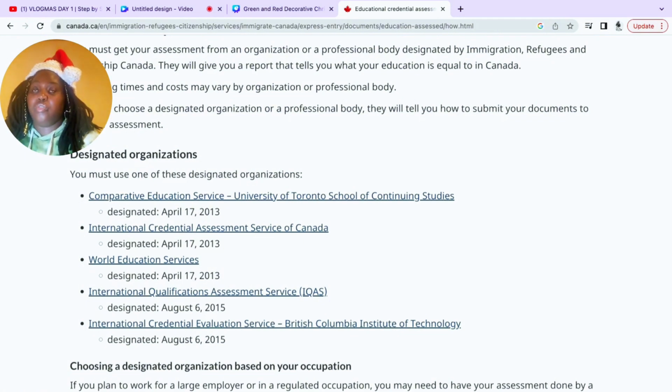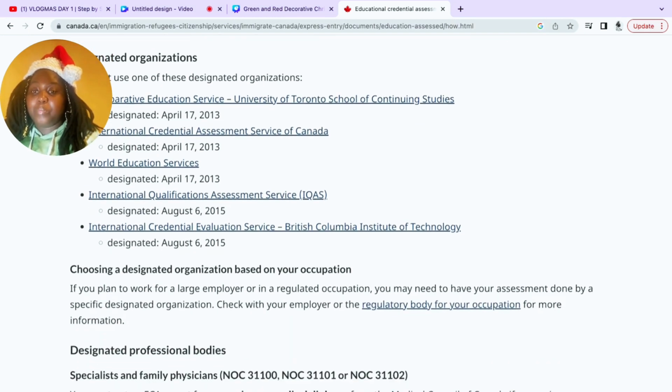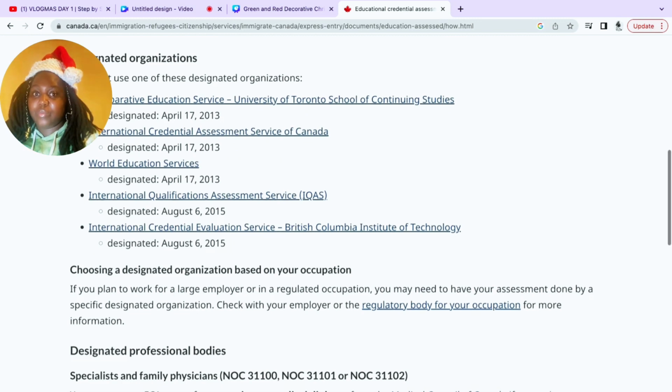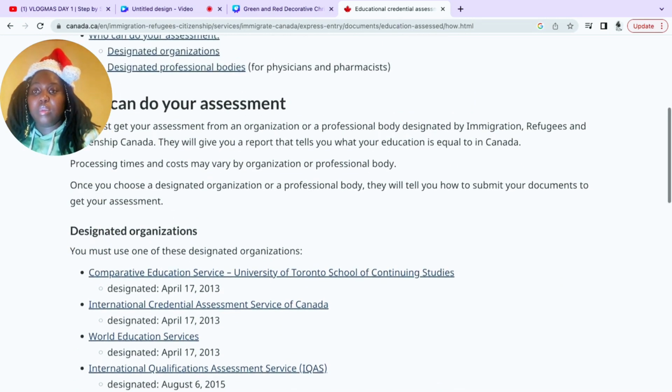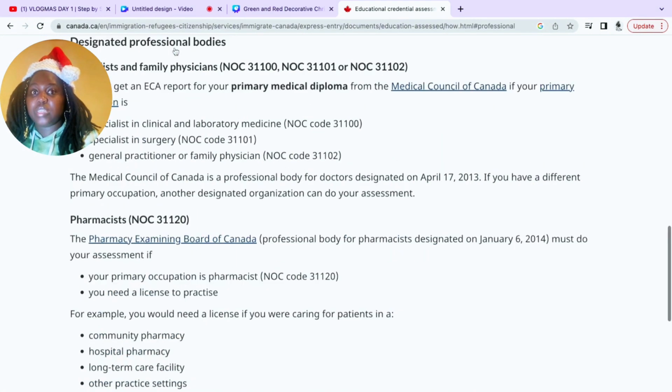For some universities, your bachelor's is going to be your bachelor's, your master's is going to be your master's. For others, your master's is going to be a bachelor's, your bachelor's is going to be a diploma. But they're very professional. As long as your uni is a proper uni, you shouldn't have any problems getting the qualification that you are actually qualified for. And the same goes for professional bodies, physicians, and pharmacists.